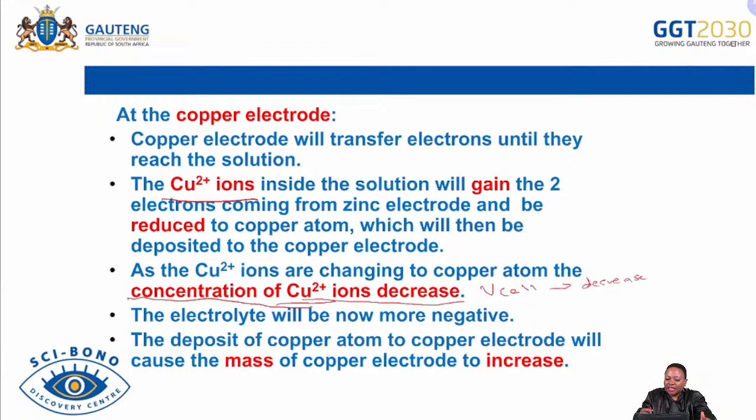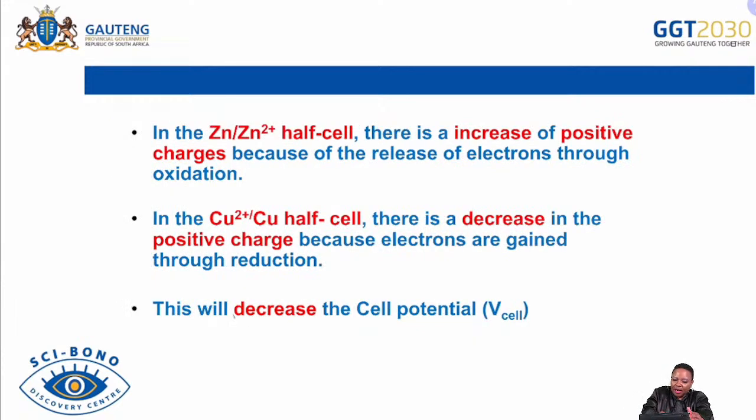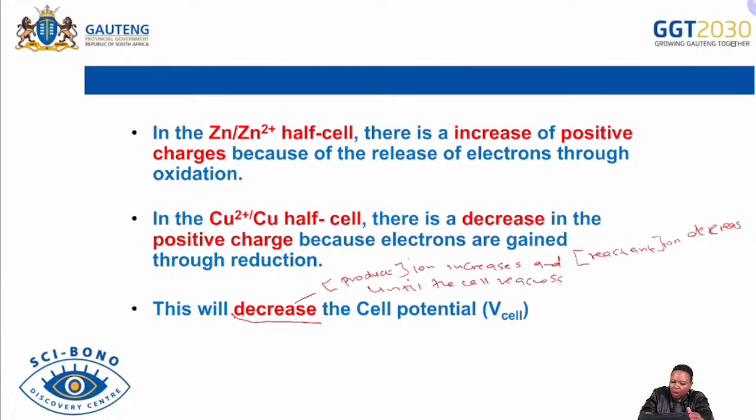So all in all, we are just saying the V cell will decrease as the concentration of the product ions increases and the concentration of the reactant ions decreases, until the cell reaches equilibrium, whereby V cell is equal to 0 volts.